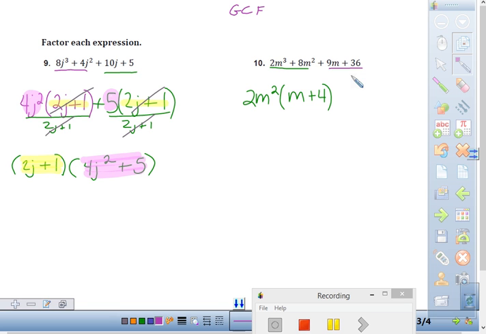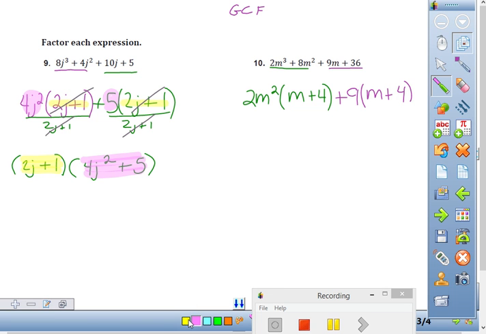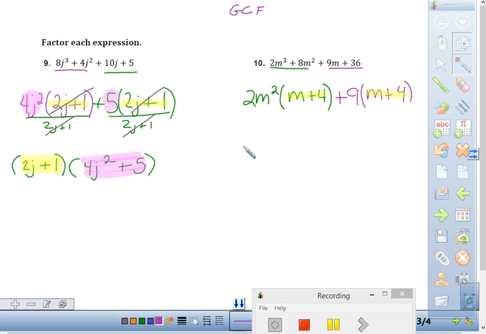Now we need to factor the pink. 9 and 36 have a common factor of 9. So I'm left with m plus 4. We need to double check that our chunks are the same, and they are. So that's a common factor that I can factor off. So m plus 4 is going to come out.